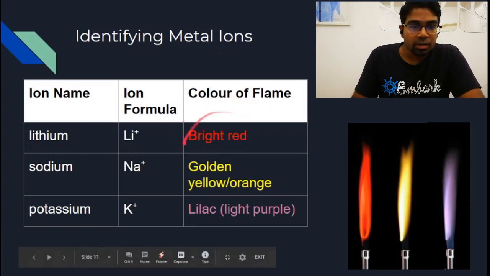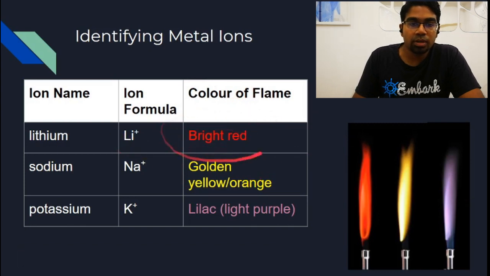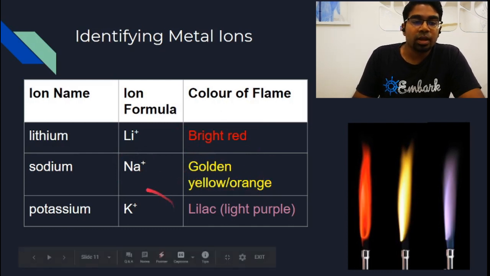Now I wanted to show you the color. This is the color of lithium. Lithium will burn with a bright red flame. If we burn sodium, we will get a golden yellow or orange flame. And if we burn potassium, we get a lilac or purple flame, as you can see in the picture.